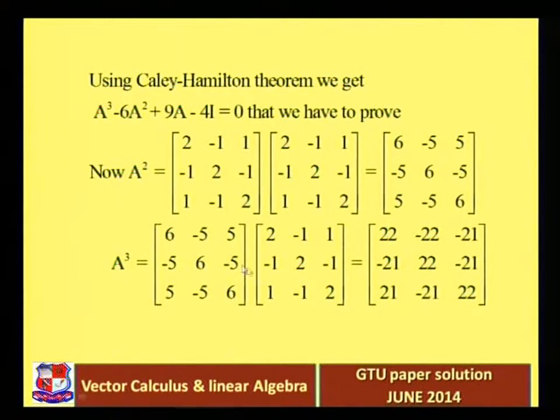again we can multiply 3 cross 3 matrix. You can see both the matrices are in size of 3 cross 3, so definitely we can multiply these two matrices, and that is [22, -21, 21; -21, 22, -21; 21, -21, 22].